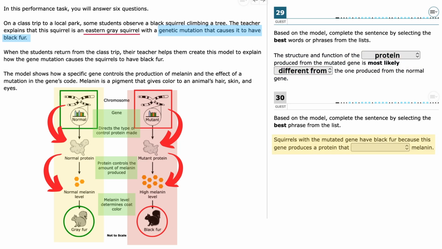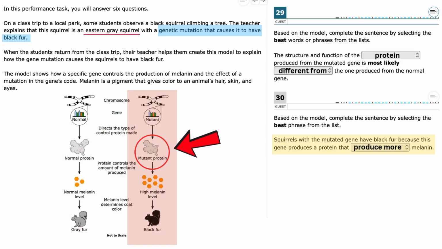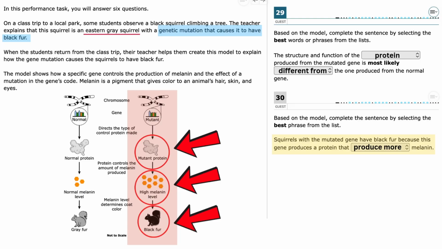Question 30. Squirrels with the mutated gene have black fur because this gene produces a protein that blank melanin. Correct answer: produces a protein that produces more melanin. Explanation: the diagram clearly shows that the mutant protein leads to high melanin levels, which causes the black fur. So the correct phrase is produces more melanin.